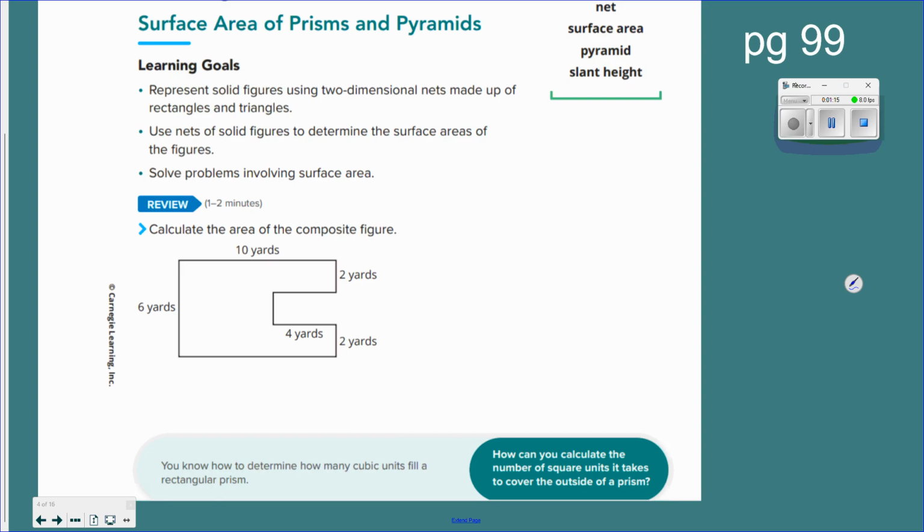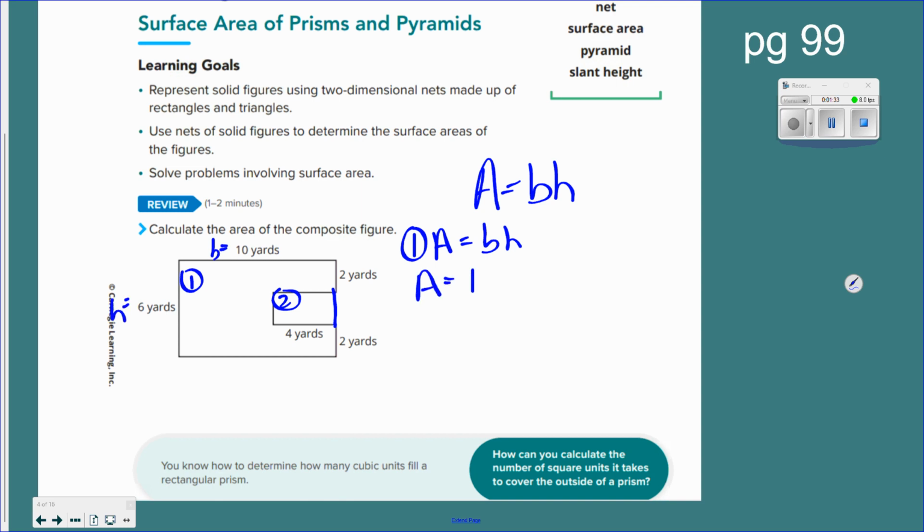I'll put them on the board for you. This one, again, the way I would do this, I would compose it. So I'm going to draw a line here to make it into a big rectangle. So I've got two of them. For number one, it's just a rectangle. Area equals the base times height. I have a base of 10, a height of 6. So 10 times 6 gives me 60 square yards.